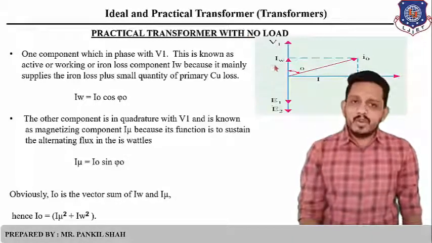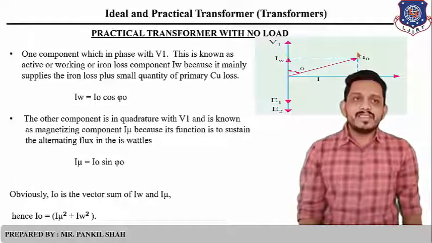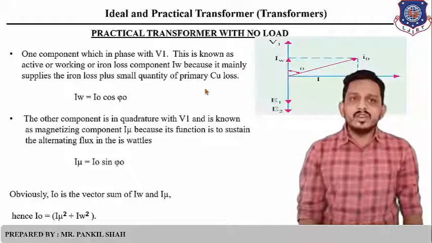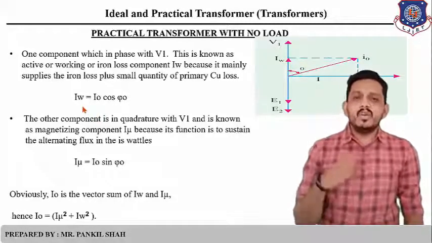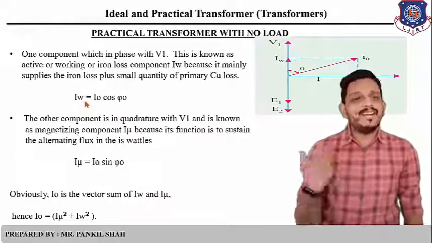This IW component, which is in phase with the voltage, is given by this formula. If our final total no load current is I0, and it makes angle phi 0 with this voltage V1, then this component is the cos component of our no load current. So I0 cos phi 0 is nothing but the loss component of our practical transformer.